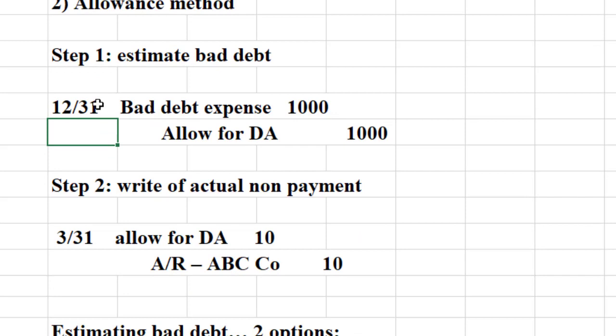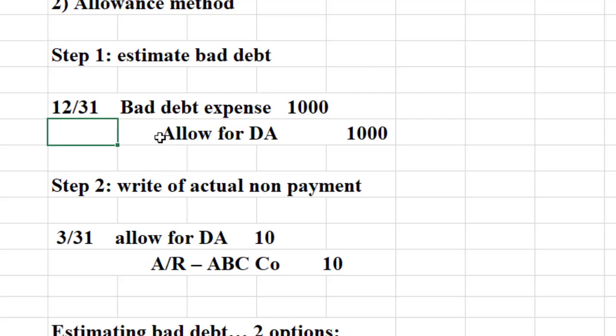So now that we've estimated our expense, later on when we realize a specific item is not going to be collected, so ABC company is not going to pay, then we're going to write it off. Now notice I used an abbreviation for allowance for, or allow for DA. It's allowance for doubtful accounts.